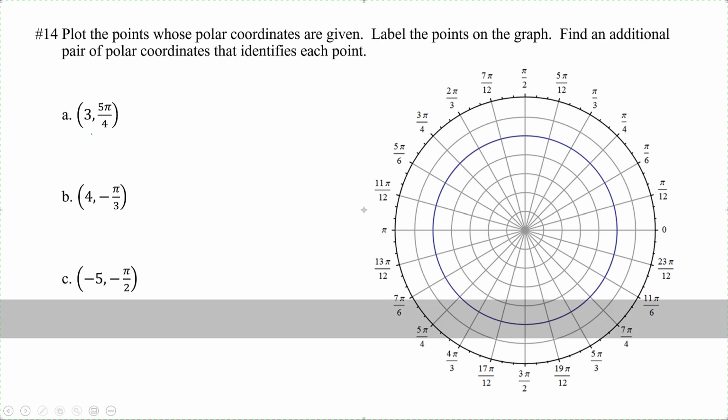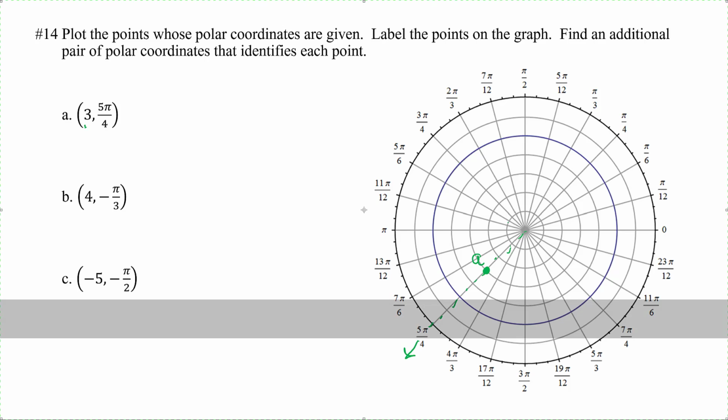So let's start with point A, which is the point 3, 5 pi over 4. I'm going to start by finding 5 pi over 4 right here. And we're going to come out along this ray, 5 pi over 4, a distance of 3. So here we go, 1, 2, 3. And we found our first point. I'm just going to write A for our first point here.